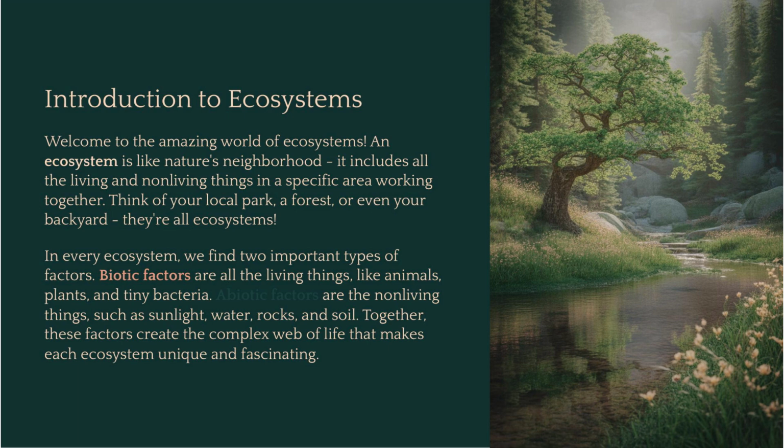What makes up a forest, a desert, or even a fish tank? It's not just the living things, but all the non-living things too. An ecosystem is a community of all the living organisms and the non-living things in a specific area. We call the living parts biotic factors and the non-living parts abiotic factors. They're all part of one big, interconnected system.